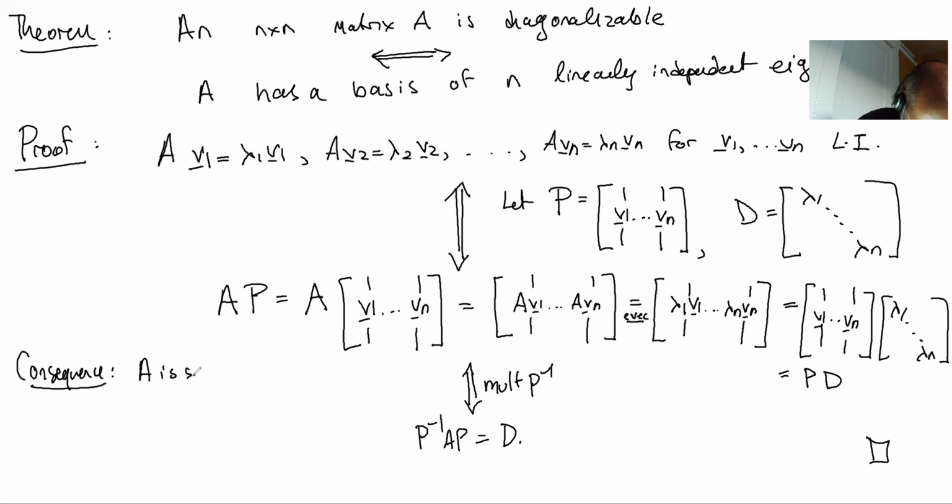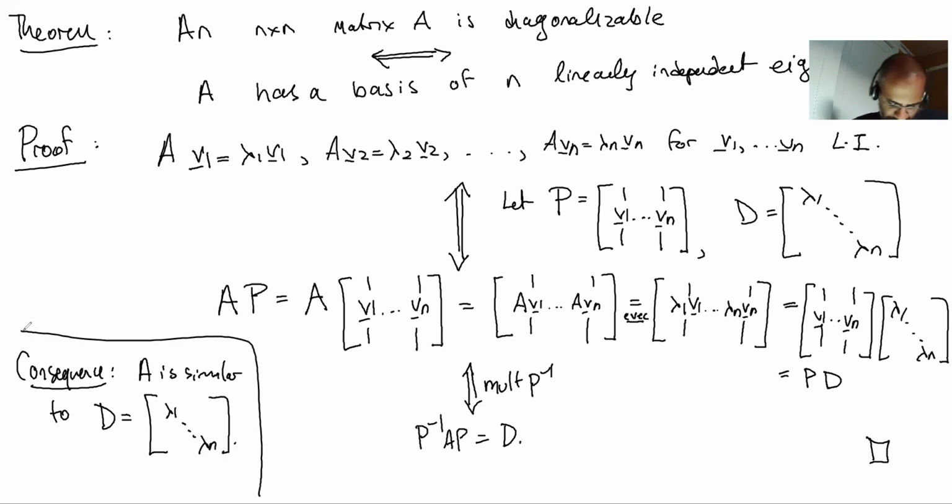A is similar to not just any old D, it's the D it's similar to contains the eigenvalues. And this is why I said that the eigenvalues really capture the meaning of the matrix, right? Change of basis means, at a high level, you change your perspective on the linear transformation. And what this is saying is if you have a basis of eigenvectors, if you view the linear transformation from that perspective, it becomes diagonal. And the numbers in that diagonal matrix are the eigenvalues. And that's why they're so important.